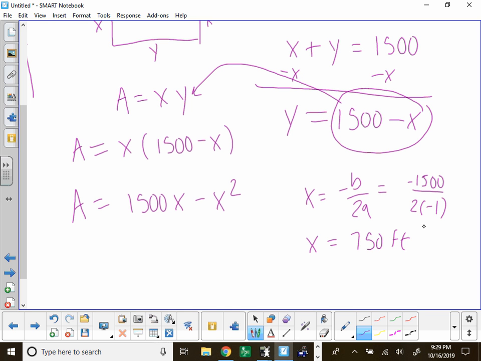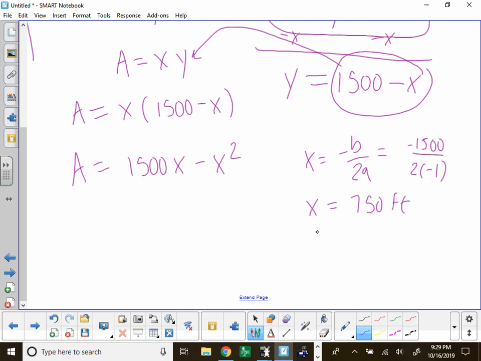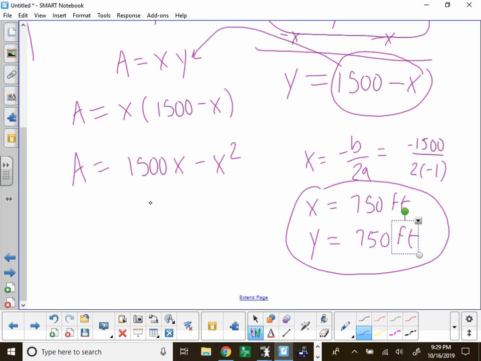And then it wants to know the maximum area. Okay. Well, if that's 750, then this is your helper equation right there. So if x is 750, then y has to also be 750, right? Because you've got to get 1500. So y is equal to 750 feet as well. So I made a square. Okay, if you want to know the area, you would multiply the 750s together, wouldn't you? So area is 750 squared feet squared.